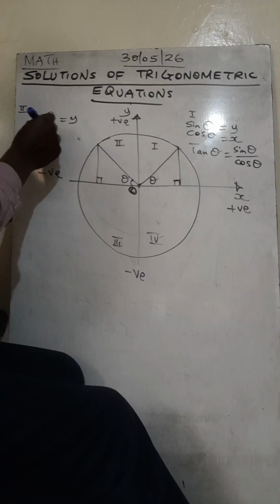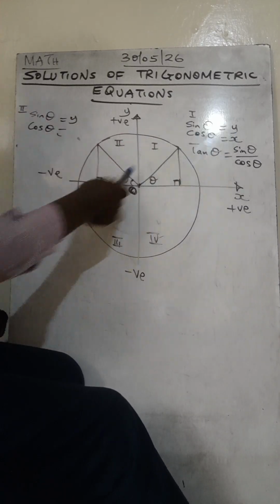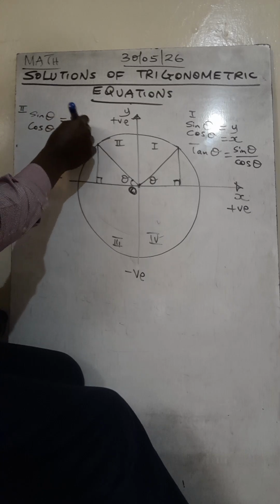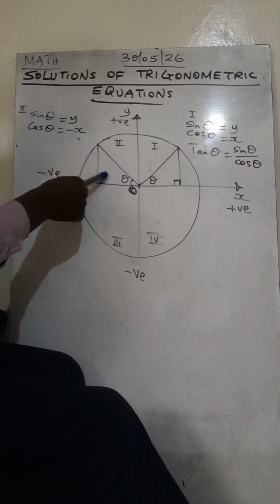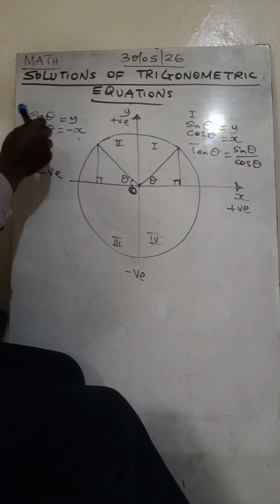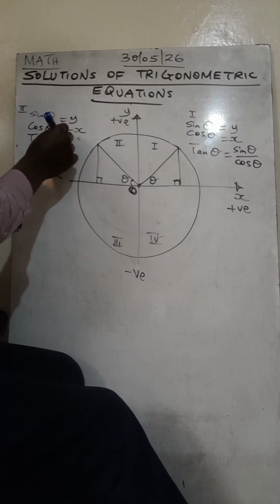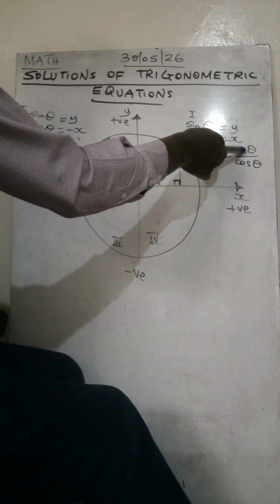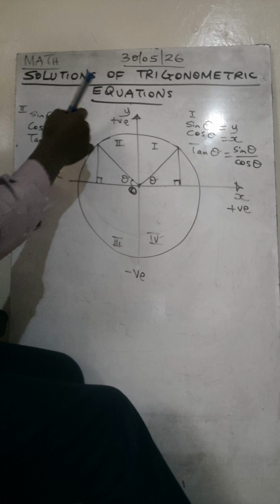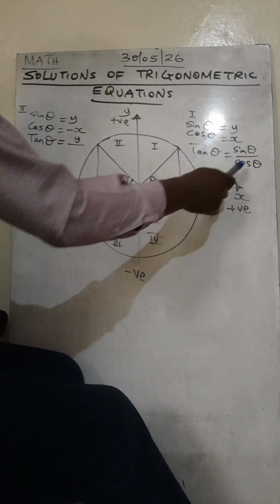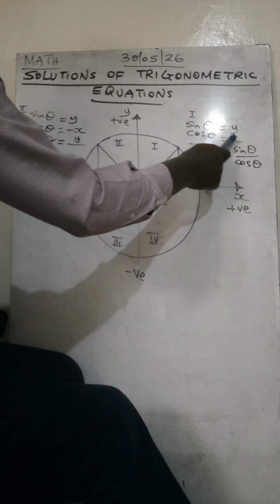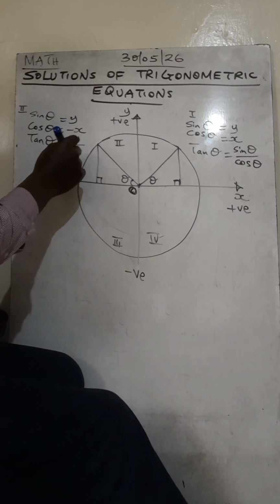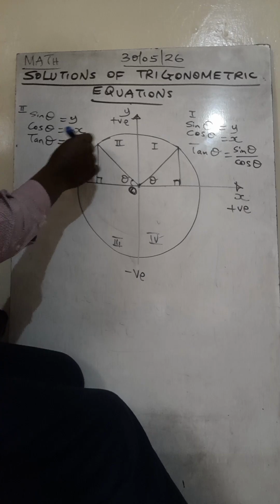Cosine of theta is given by change in x values, and you see the x axis is now negative. So cosine of theta is going to be negative x because we are here. Tangent of theta is given by sine, which is y, and y is positive, over cosine. Cosine is x, and here the x axis is negative, so you are going to have negative x here.